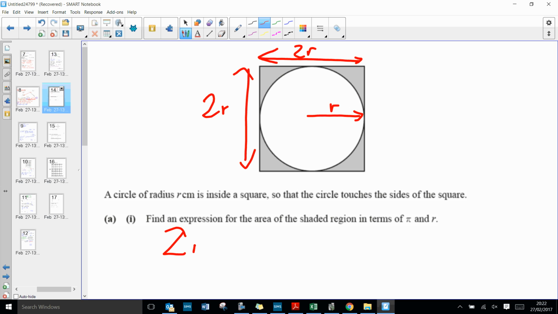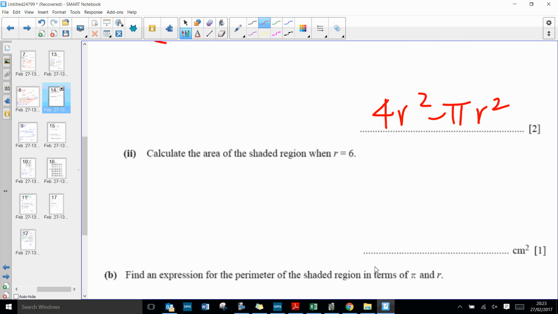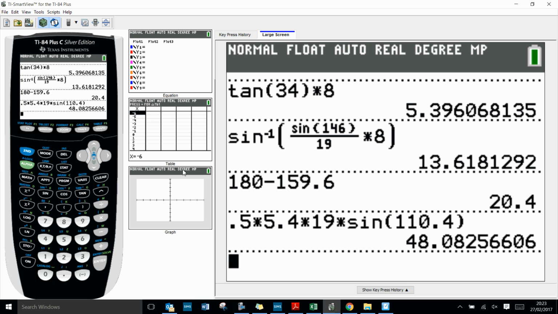2r all squared. And then we're going to subtract the area of the circle, which is pi r squared. So 4r squared minus pi r squared. Calculate the area of the shaded region when r is 6. So 4 times 6 squared minus pi times 6 squared. Let's stick that in the calculator.